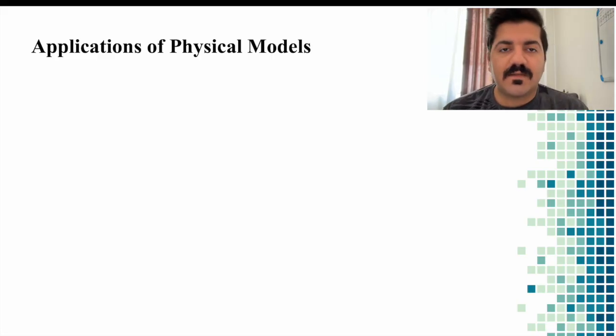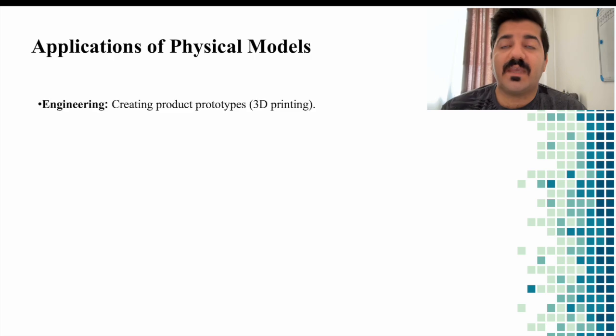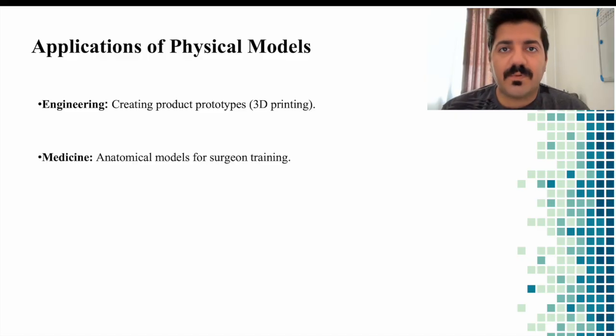Where physical models shine: applications of physical models. First is in engineering. Test-drive ideas before production. For example, 3D printed prototypes of new gadgets. In medicine, practice saves lives. For example, surgeons train on a plastic heart before a real operation. And in architecture, catch problems early. Many building models reveal sunlight or shadow issues.